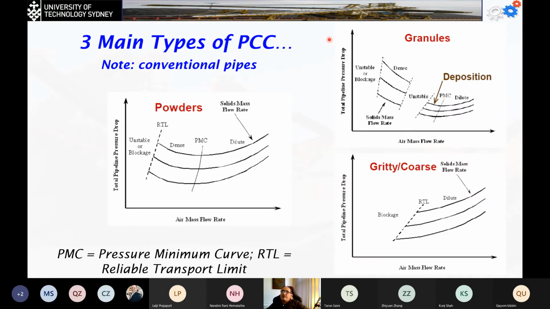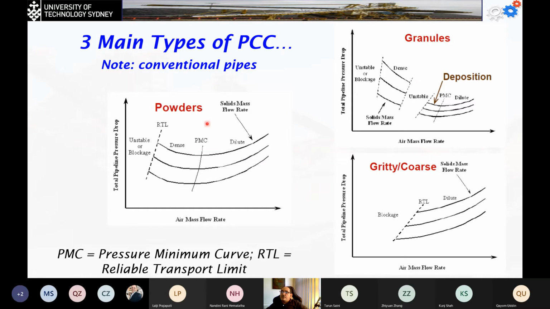So in the case of the conventional piping system, this will be the air mass flow rate, and this will be the total pipeline pressure drop. The RTL is going to be here, which is the reliable transport limit. After that, we start to have the dense phase and the PMC. After the PMC, we start to have the dilute type.